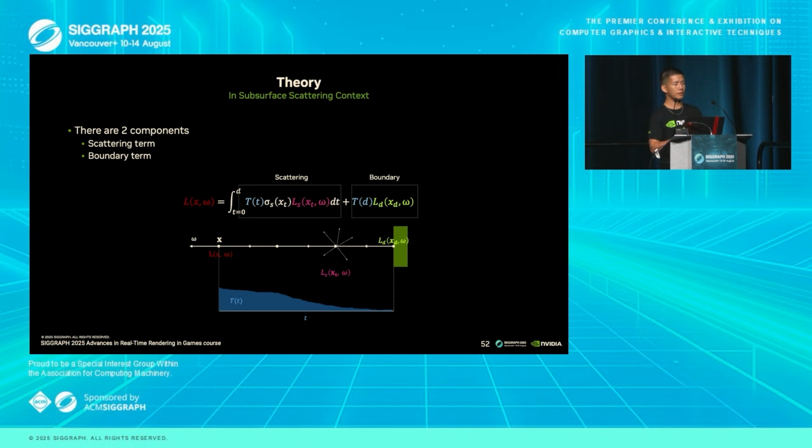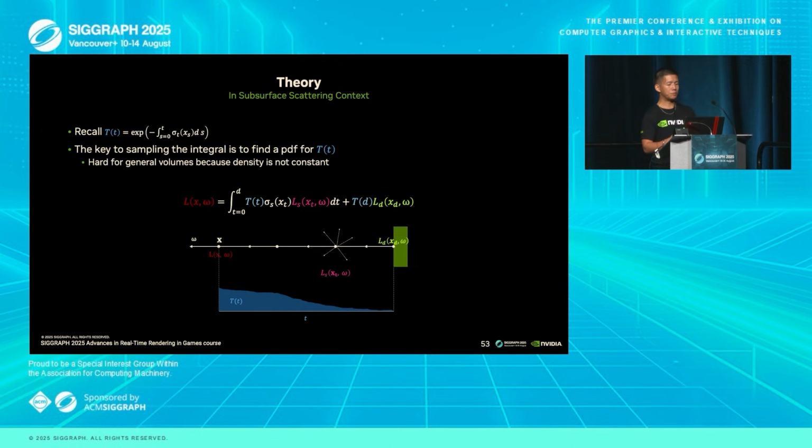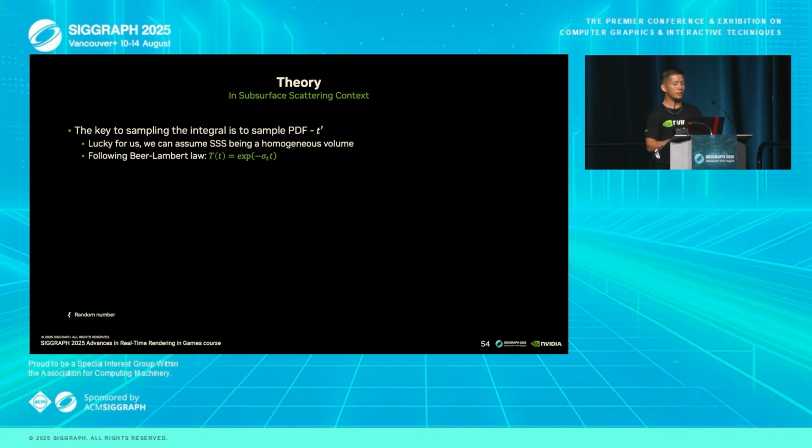The boundary term is actually really nice. It's analytical, so we only need Monte Carlo to estimate the other integral, which is the scattering term. The key challenge becomes sampling the scattering distance t with the proper distribution. For varying sigma t, this sampling could be quite complex. But fortunately, since SSS assumes a homogeneous volume with constant sigma t, transmittance, T, follows an exponential distribution according to the Beer-Lambert law.